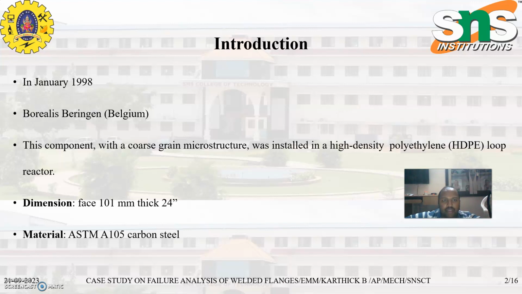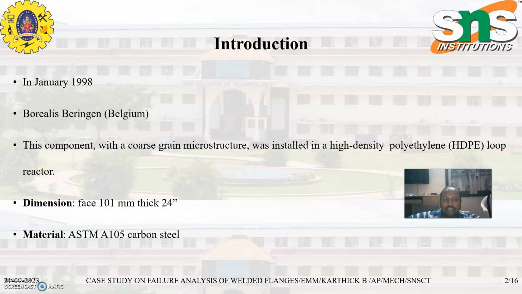First is the history behind, or the scenario, when this particular failure happened. In January 1988, it happened in Belgium. Here the component with the coarse grained microstructure was installed in a high density polyethylene loop reactor. As I already said in one of the videos, in coarse grains the strength will be much lesser compared to fine grains, right?